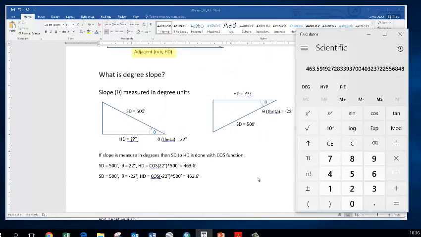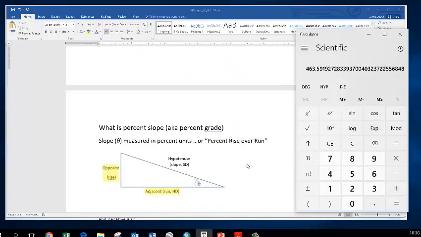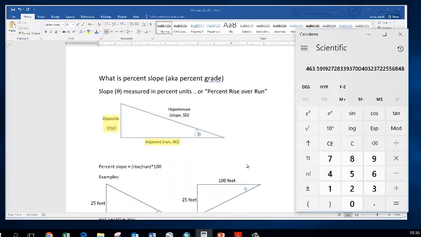The thing is, we don't really do it this way. It's important to know this because I'm going to show you a way that ultimately you'll be using this calculation. But the tool that foresters, engineers and other folks like to use is this idea of percent slope. Another word for it that you might hear is grade. Ever driving down the highway and you see 6% grade? It's exactly the same thing as percent slope.